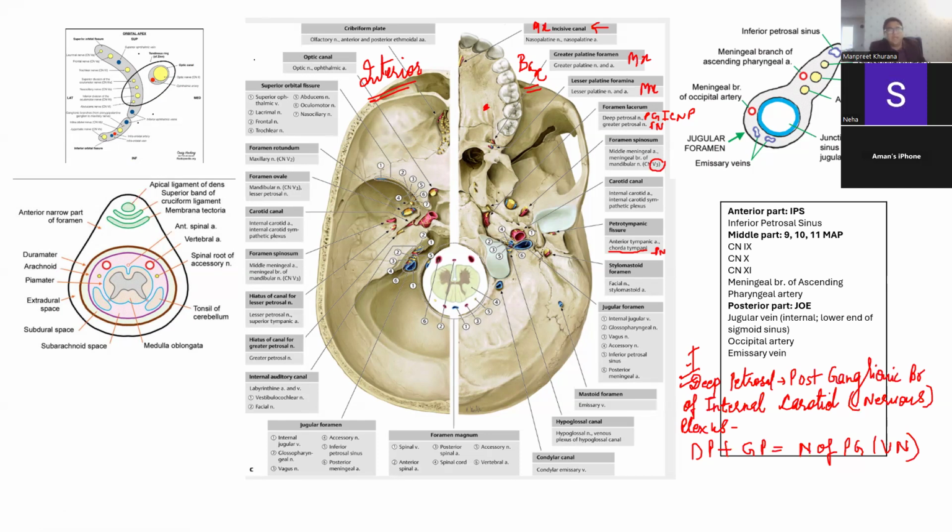So OO. Okay. Then we have the cribriform plate of the ethmoid through which pass the olfactory nerve and the anterior and posterior ethmoidal arteries. Okay, so olfactory nerve and anterior and posterior ethmoidal arteries. So here we just end our osteology.